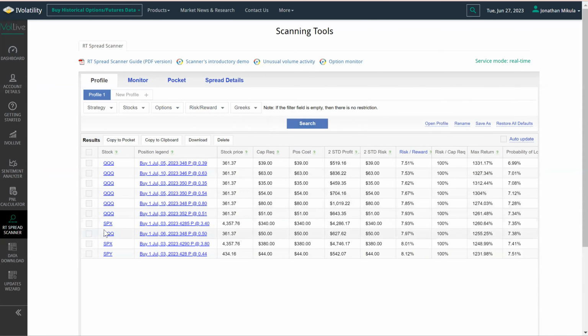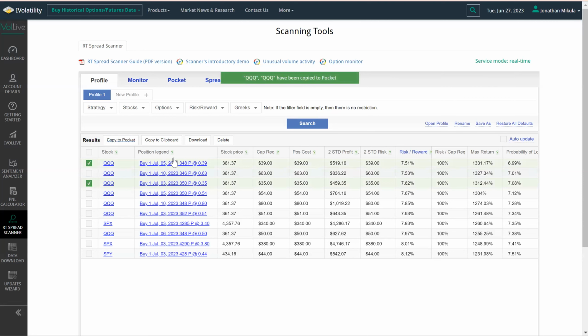So QQQ and SPX typically show up. Those are the NASDAQ and the S&P 500. These are the indices tied to them. And so you can see from a put position, right, going bearish, we could go bearish on the technology index, predict that it's going to roll over. And that's what these results are showing us. In this case, it's a put, not a call. So again, find a couple interesting names and then go ahead and copy to Pocket.